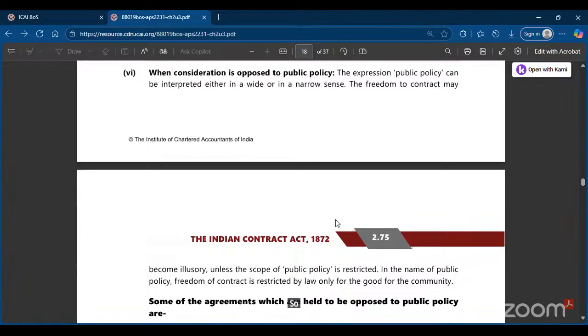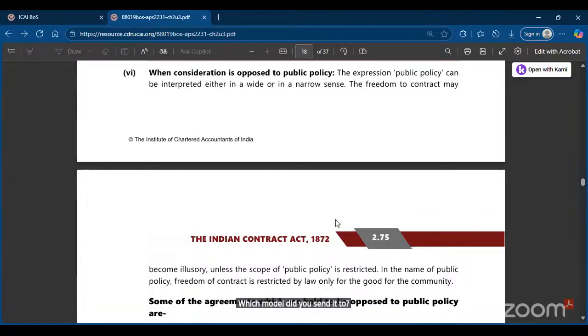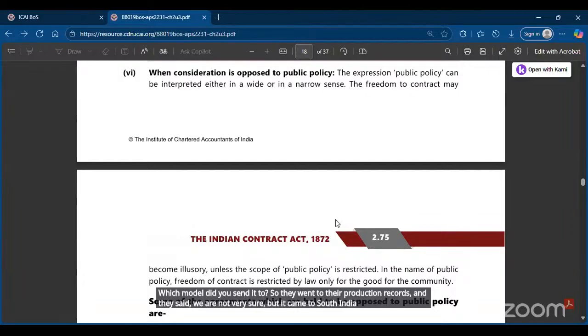They said, since these caps are very expensive, 2,000, 3,000 rupees each, we sell them only in select outlets. And they gave them a list of around 12 to 13 malls to which they had distributed the caps. Then they tracked the ID of this cap. They wanted to find out which mall this lot was sent to. So they went to their production records and said, we are not very sure, but it came to South India. There are around 5 malls over here in South India where we had sent them.